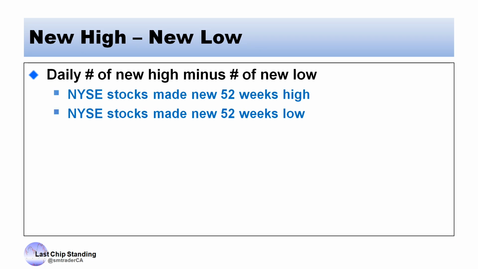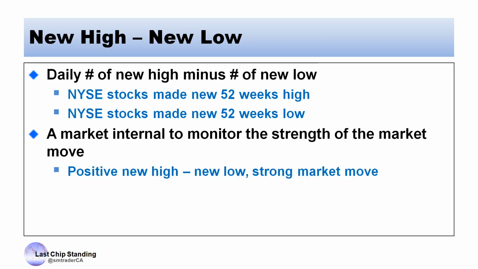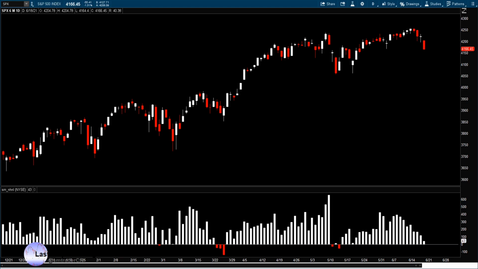Another market internal is the daily new high, new low. The new high, new low is just the net difference between the daily new 52-week high minus the new 52-week low. This market internal also measures the strength of the market movement. When there are more new highs than new lows, strong market movement. When there are more new lows than new highs, weak market movement. Here is the new high, new low chart.